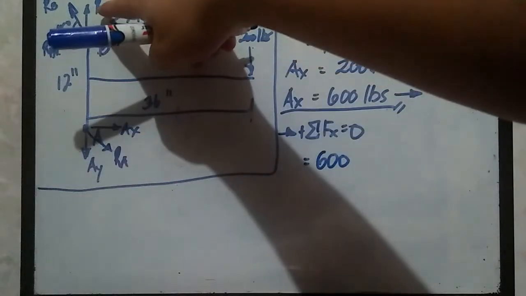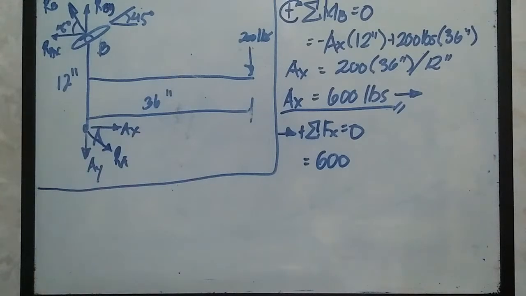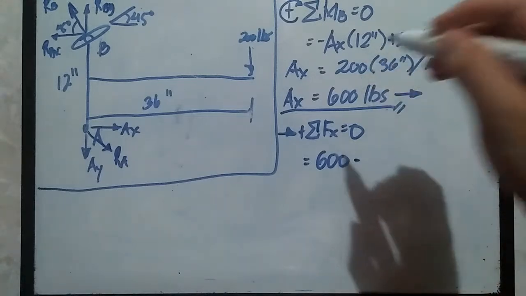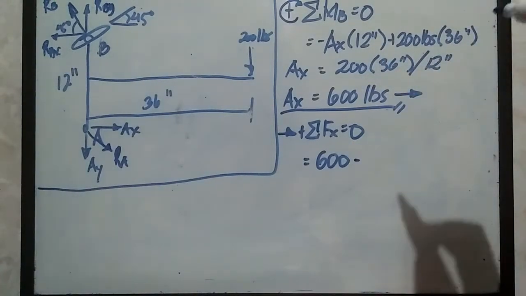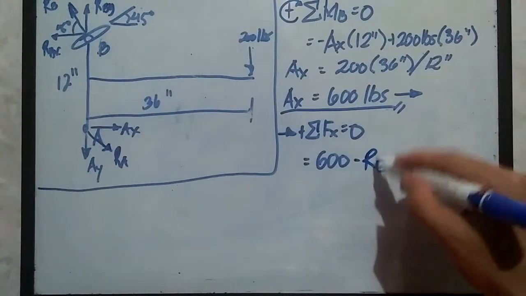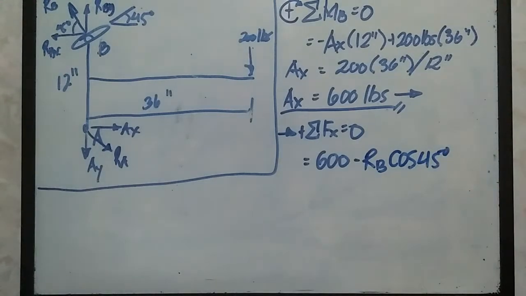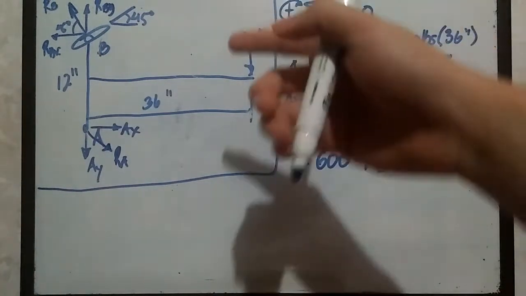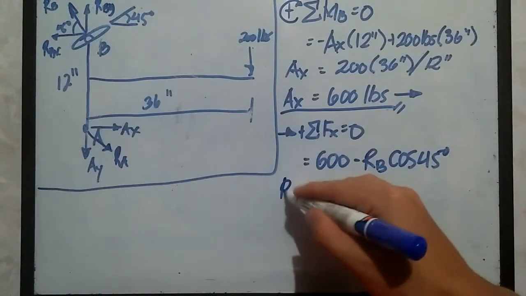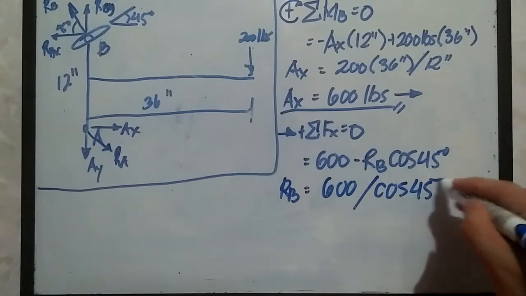And we have this for the reaction at pin B. Let's get the horizontal component, which is R sub B sub x, going to the left, so that should be negative. You just need to get the angle for the x component. So R sub B cosine of 45 degrees because it is adjacent. Because there are no more forces acting at the horizontal, we can simply solve for R sub B. So R sub B is equal to 600 divided by cosine of 45 degrees.